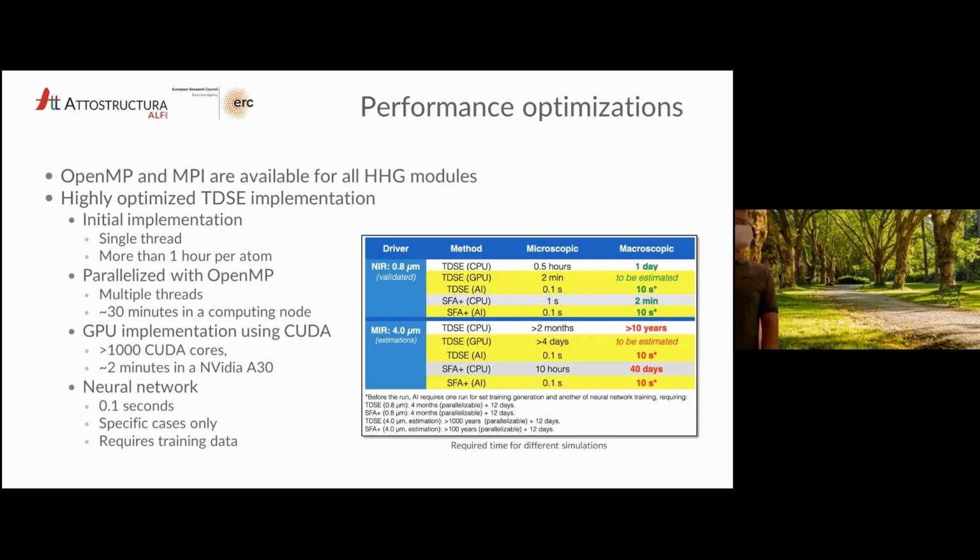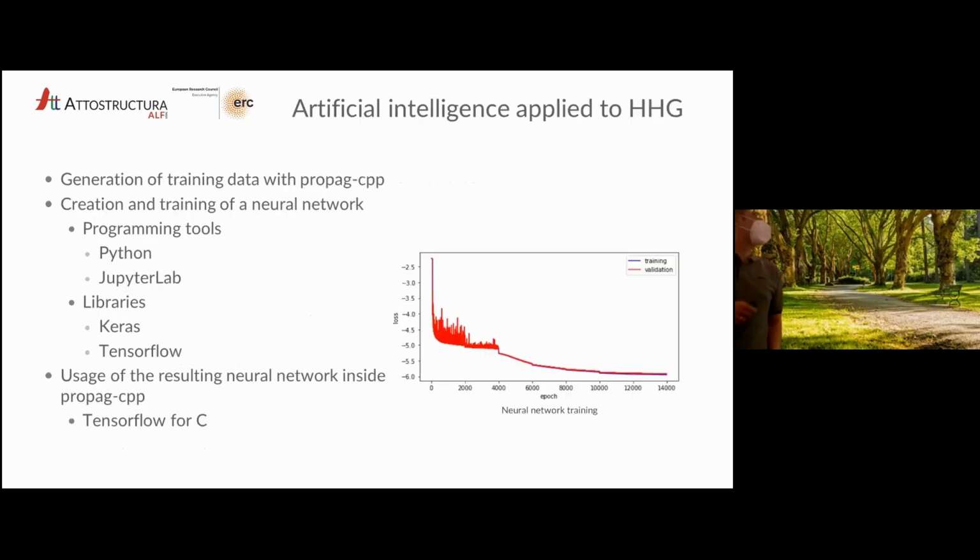The only disadvantage of the neural network is that it's only valid for cases related to the training data that we have used. Some parameters have to be fixed. And this is how we have built this neural network.